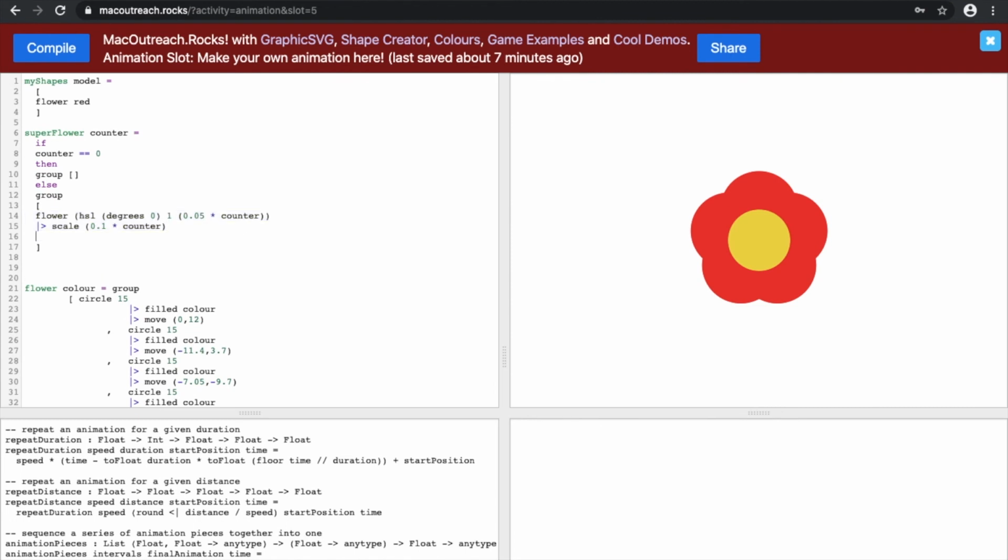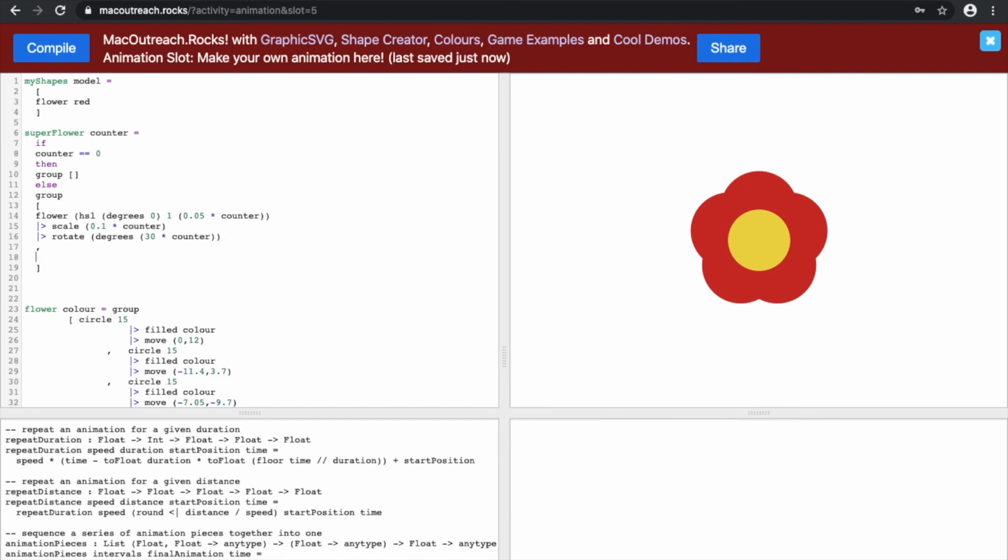Let's also do something like rotation as well. Let's say we want to rotate it by, say, degrees 30 times counter each time, just to give it a bit of vibrance. That way, each time a flower is created, they all have different angles of rotation and it looks more natural. Let's not forget the most important part here, which is actually the recursive step. Just like in fallingSquares, we're going to be calling superFlower, but this time, instead of counter as the input, we're going to have counter minus 1 as the input.